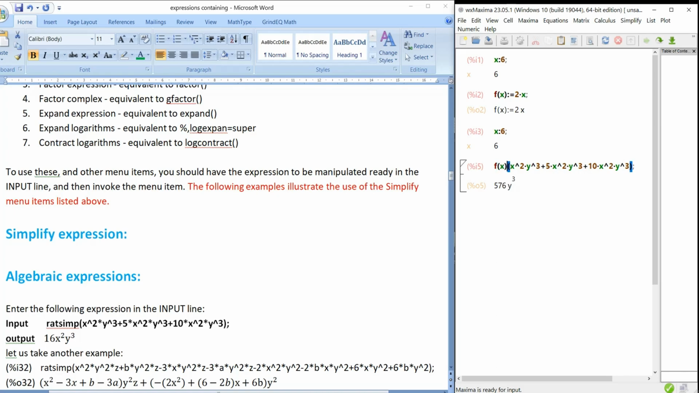I define function f(x) colon equal to, right? I have defined this function. Yes, this is the function. Now what do I do? Now I apply ratsimp, apply this operation on our function that is considered above. Shift enter. Again it is showing.